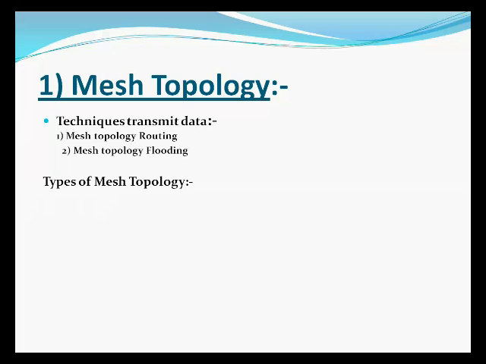Now there are two types of mesh topology. First one is partial mesh topology, and second is full mesh topology. First one is partial mesh topology. In this topology, some of the systems are connected in the same fashion as the mesh topology, but some devices are only connected to two or three devices. Second is full mesh topology. In full mesh topology, each and every node or device is connected to each other.